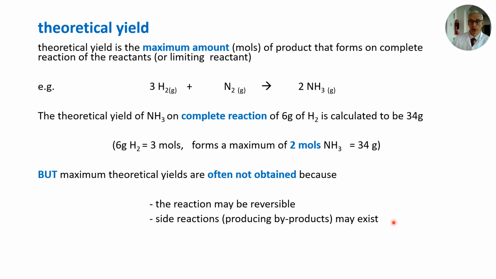Side reactions producing byproducts may exist. Not particularly in this example, but in many others. And procedures may result in loss of product, particularly laboratory procedures where products may be simply left behind in filter papers, etc. So the maximum amount that could be formed is called the theoretical yield. Unlikely to be obtained for more than 3 reasons, but these 3 reasons are prominent.